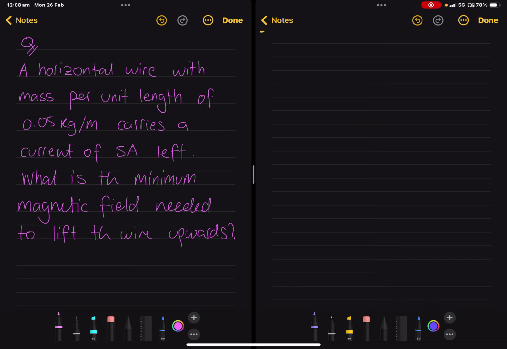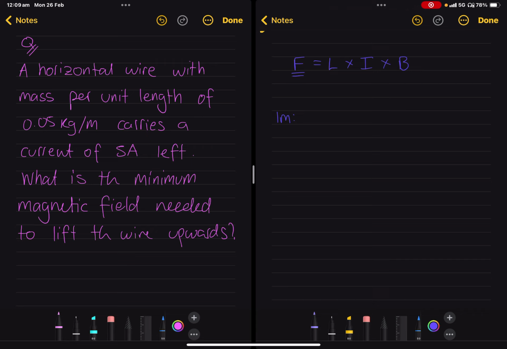Okay, so we're going to think about the force. We know that force is equal to the length of the wire times the current it carries times the strength due to the magnetic field. Now we are told the mass per unit length is 0.05 kilograms per meter. So this tells us that in 1 meter there's 0.05 kilograms. So let's think about 1 meter of this stuff.